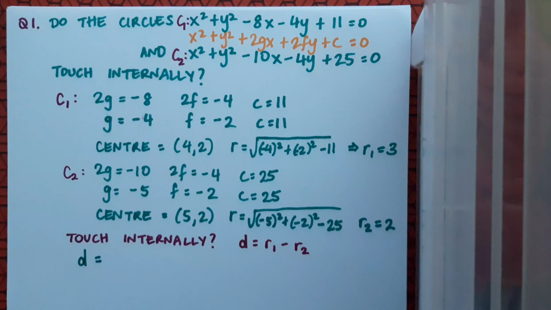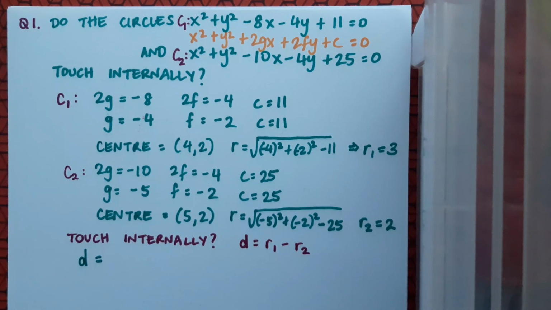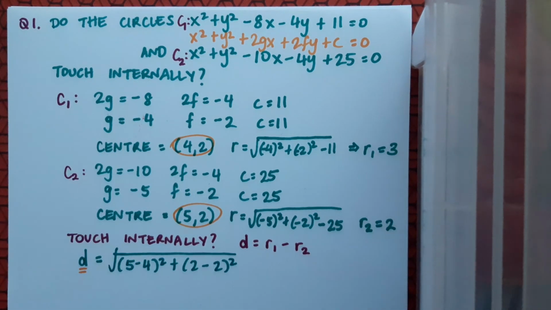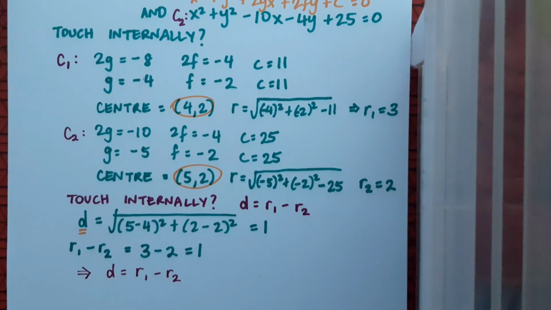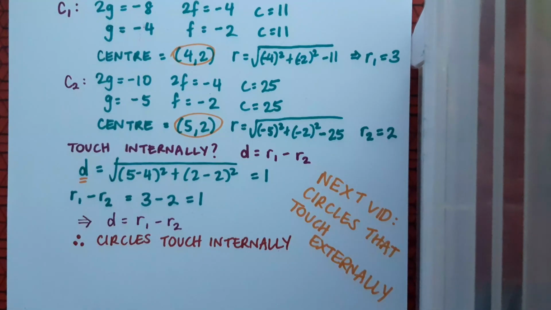So now I can find the distance between the two centres. And again, that's using the distance formula from the log tables on page 18. And I'm applying it to these two points. Fill the formula in, and the distance between the centres is 1. I'll subtract the radii, and I get 1 for this also. So this shows that the distance between the centres is equal to the radii subtracted, and so the circles touch internally. In the next video, we look at circles that touch externally.